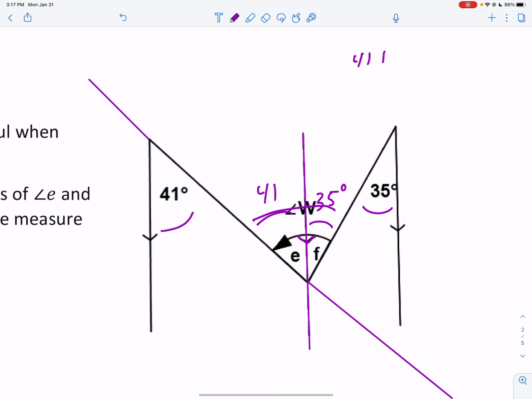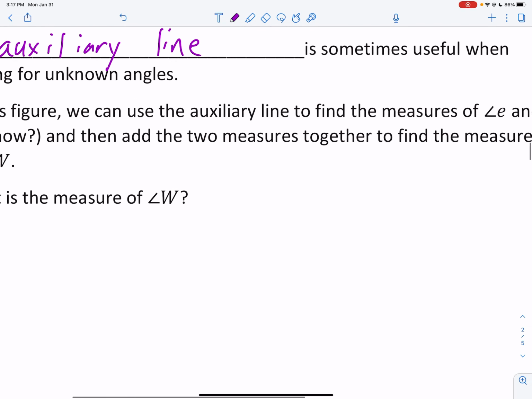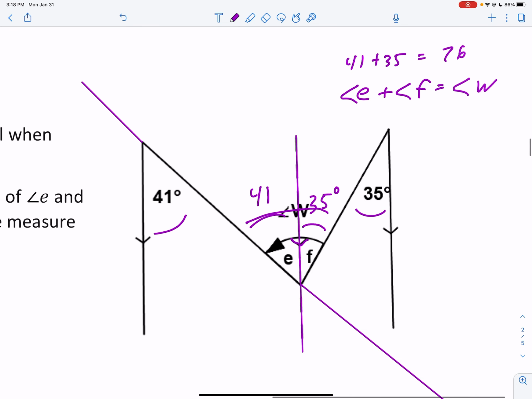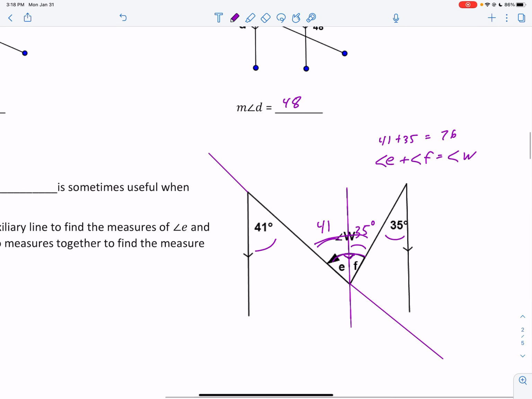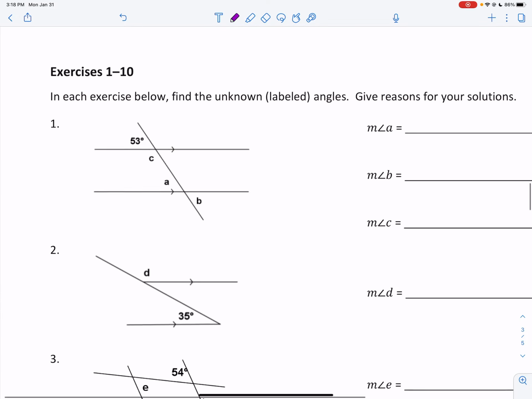41 plus 35 equals 76. And again, that's because the measure of angle E plus the measure of angle F equals the measure of angle W, which is also given. They kind of walk us through that. And you can see that those are the only two angles present in that angle. So we're looking at minor angles to find out the major angle, I guess. That's some wording that we use in a lot of math, and it could be applied here, sure.